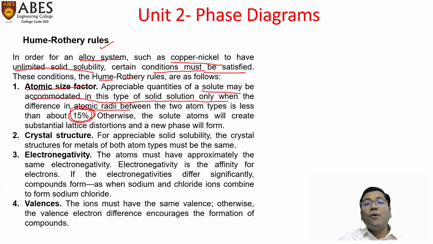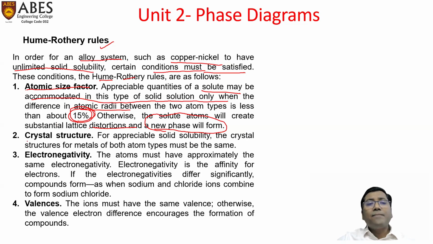So what was the condition of having a solid solution? That the crystal structure of the solvent would be maintained, and the entire solution would be homogeneous, in a single phase. So if the difference in the size of the two atoms is greater than 15%, the solute atoms will create substantial lattice distortions, and a new phase will form. So it would not be a solid solution anymore. So the first condition is atomic size factor as per the Hume-Rothery rule.